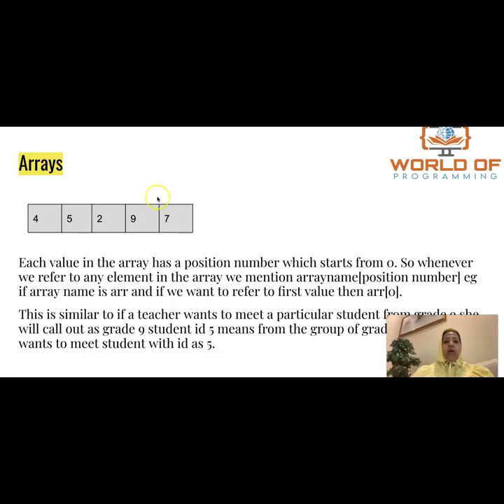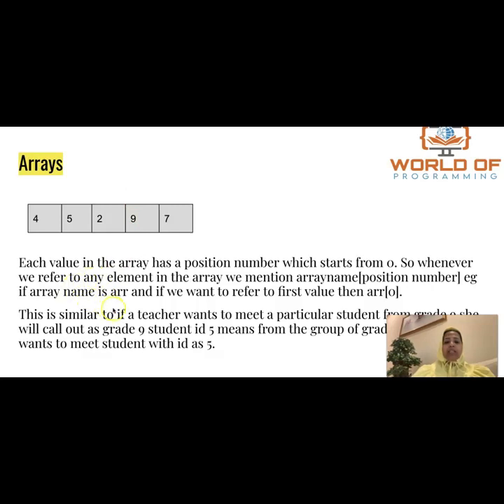So if I want to obtain the first value from the group, I would say ARR, which is the name of the group, and in square brackets, the position number, that is 0. Since it is the first value, the position number will not be 1, it would be 0.